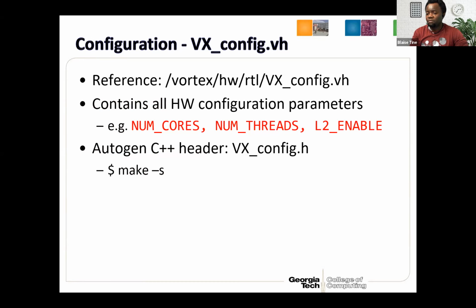When you set up Vortex for the first time and you run make, we have a Python script that converts this Verilog file into a C++ file with the same name, but the extension is different, and generates the same configuration file so that the driver, which is a C++ program, the runtime, which is a C++ program, and all the simulators, which are also C++ programs, can use this to figure out exactly how to configure the specific build.